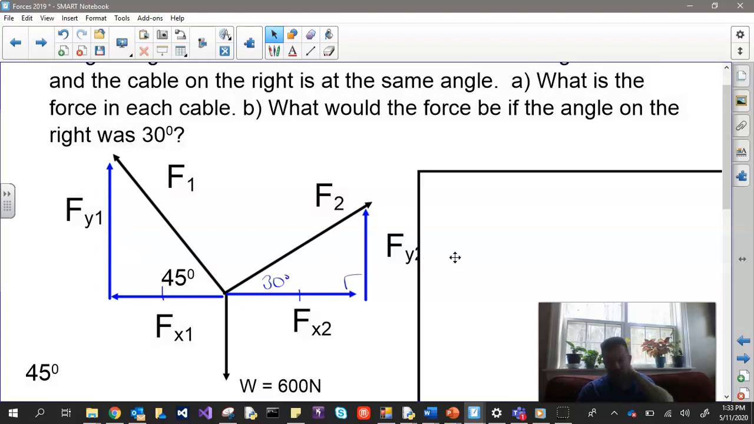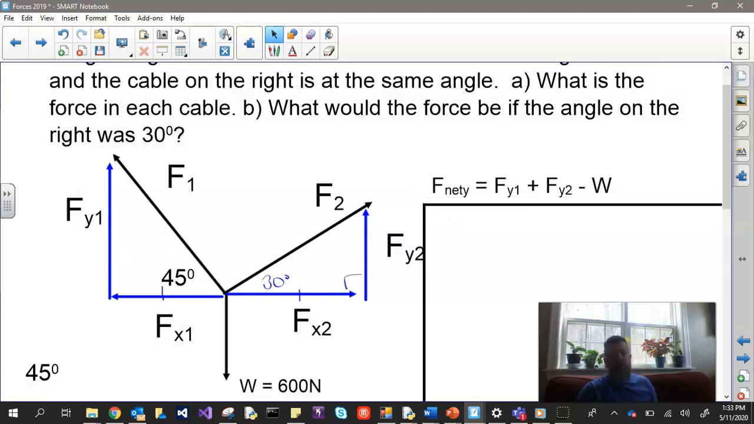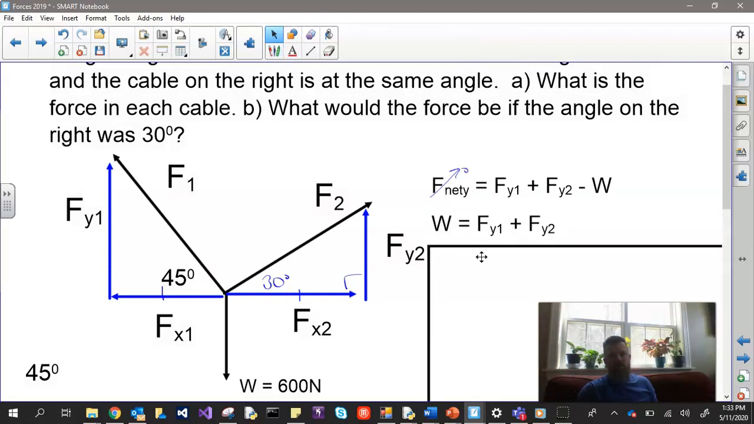But this is my setup. So just using that, we don't have to do this step, but I'm going to do it from here. So F net in the y direction equals all the forces up plus minus all the forces down. So Fy1 plus Fy2 minus the weight. And we said that is 0. So I rearranged it so that the weight equals Fy1 plus Fy2.